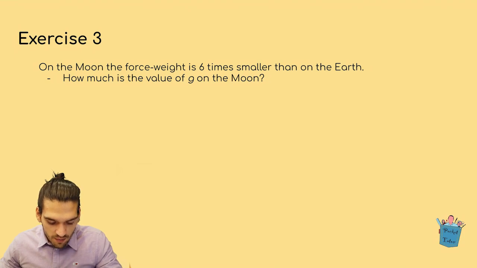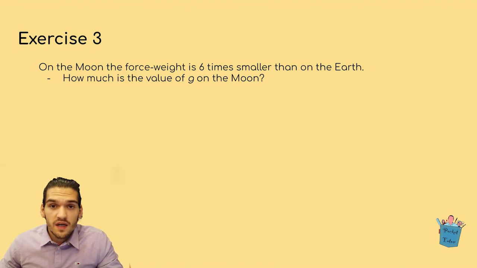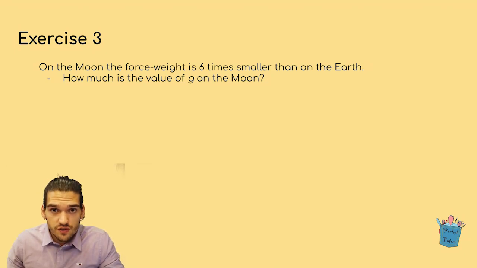Easy. The next one says, on the moon, the force weight is 6 times smaller than on the Earth. How much is the value of g on the moon? What does it mean? It means that if we have a body that has a certain weight on Earth, on the moon, this body would weigh 1/6. And how to solve this one?